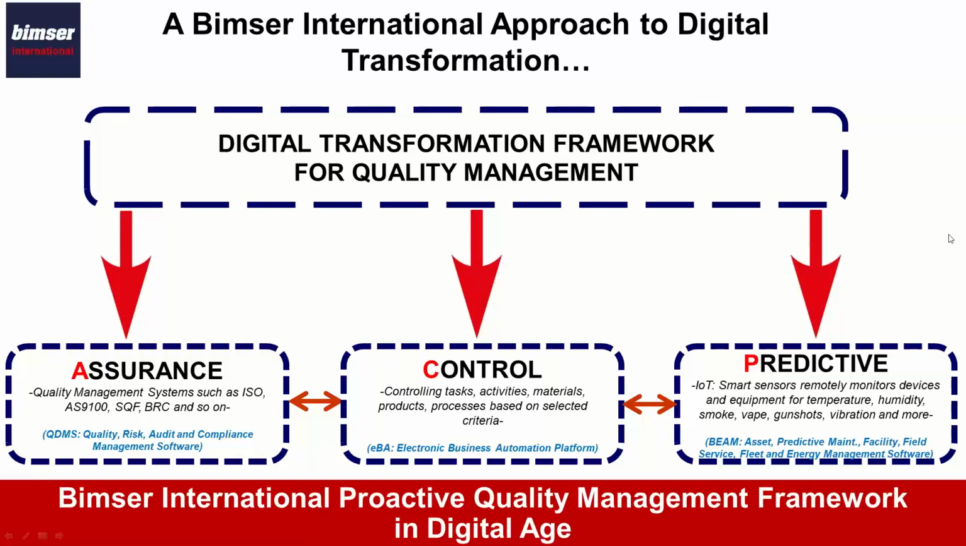And every single system that you may be complying with always has a control piece as part of it. So you need to have controls, maybe in manufacturing, maybe in your administrative operations, purchasing, sales, marketing, for example. And predictive refers to smart sensors. Nowadays it is getting more and more common to have smart sensors to remotely monitor temperature, vibration, and other important information that you need to know about your company without being there physically. So we believe when you actually implement this framework in your organization, you can adopt digital transformation for quality management.